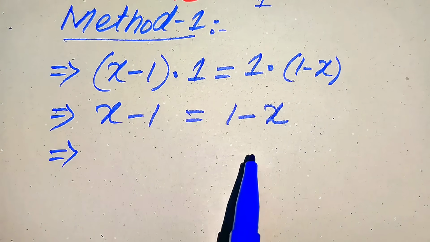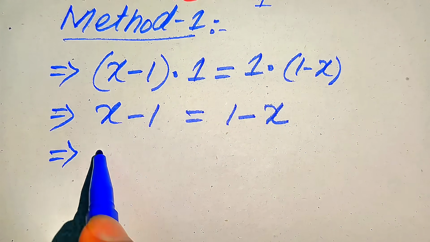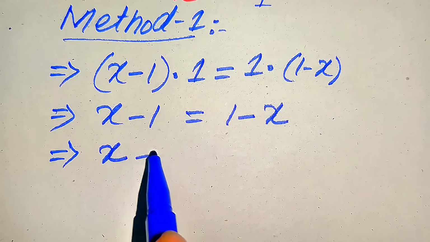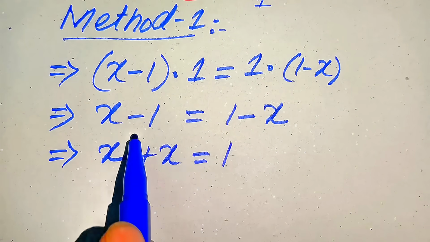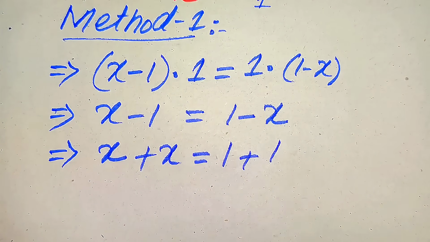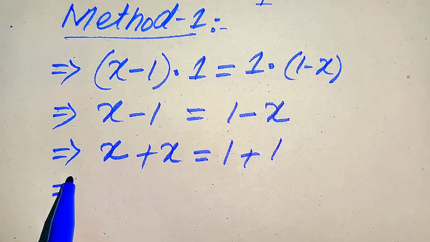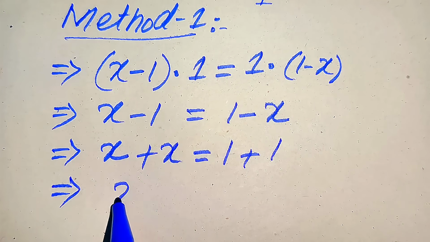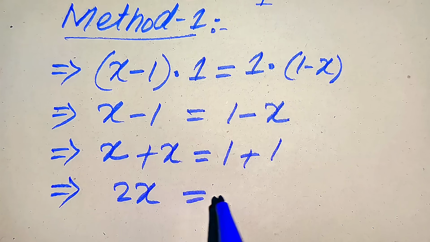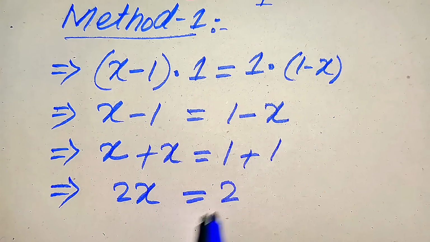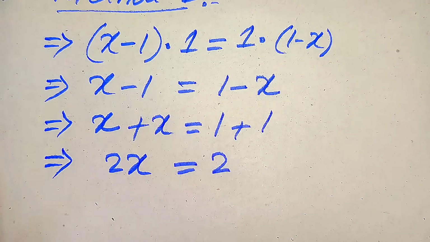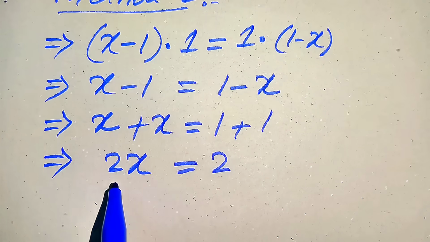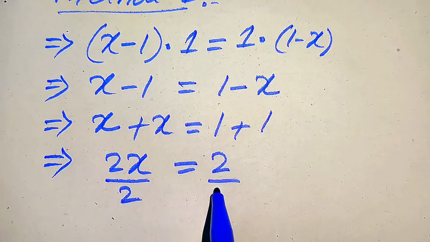So for this, we need to move this minus x to the left hand side, and after moving this, it will be written as x plus x is equal to 1, and this minus 1 becomes plus 1. And now further in the next step, x plus x is equal to 2x, and 1 plus 1 is equal to 2. And now further, because we solve this problem for the values of x, we need to divide both of the sides by 2.